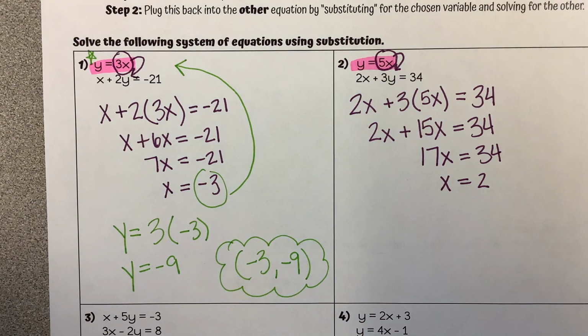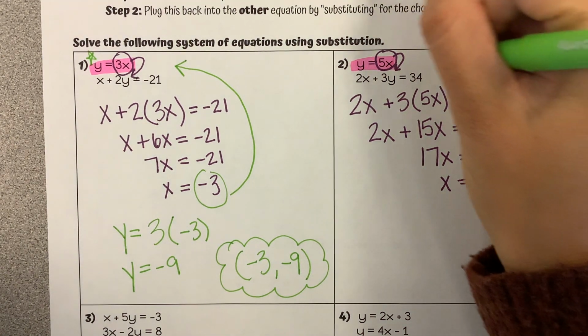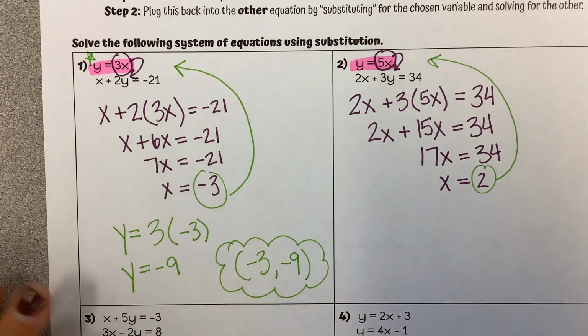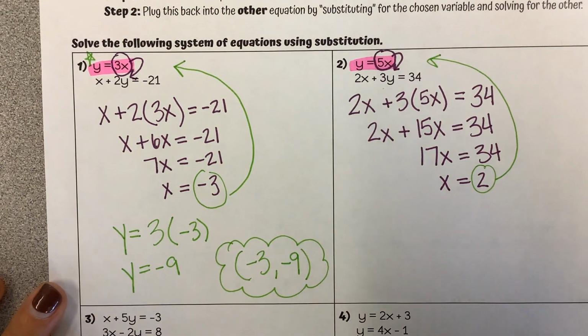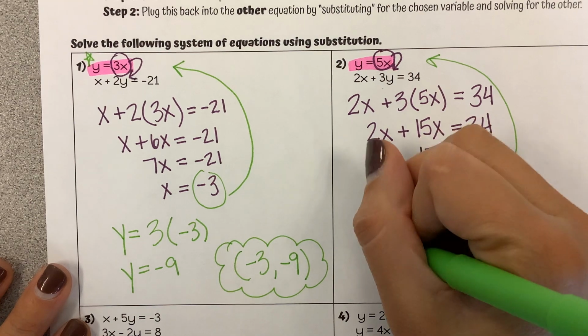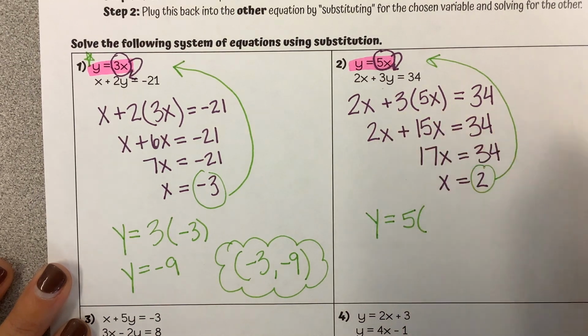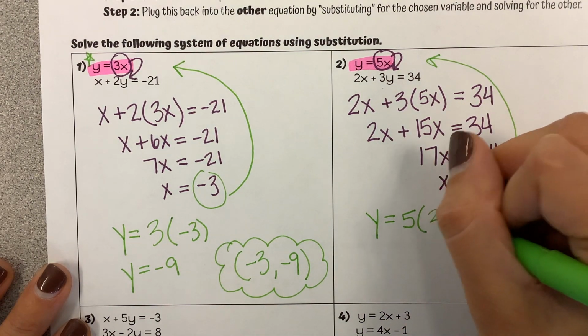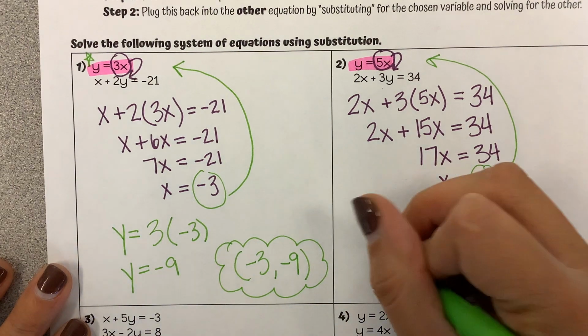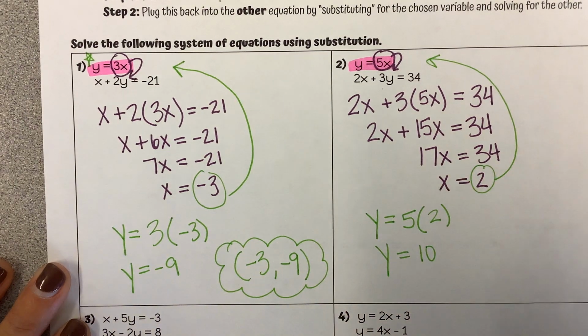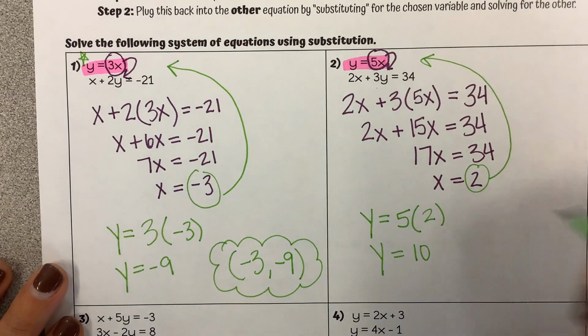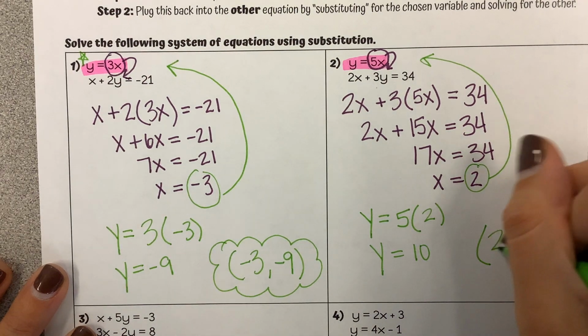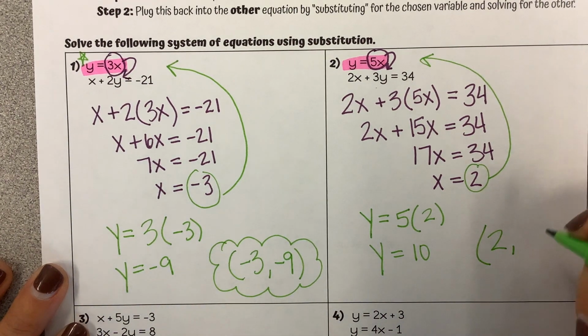So we're going to take that x value and we're going to plug it back in. The easier equation is going to be the one that's already in the y equals form. So y equals 5 times the x value that we just solved for, 2. So y equals 10. So in our ordered pair form, our x value is 2, comma, our y value is 10.